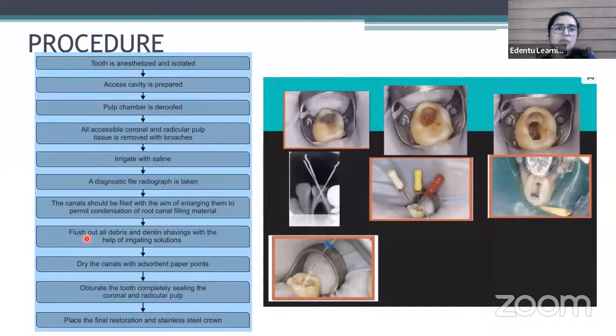After that, flush out all the debris and the dentinal shavings with the help of irrigating solutions. Dry the canals with absorbent paper points. Obturate the tooth completely, sealing the coronal as well as the radicular portion.